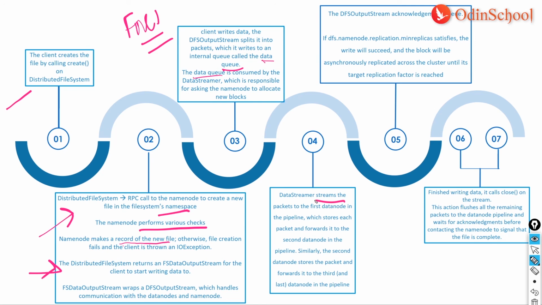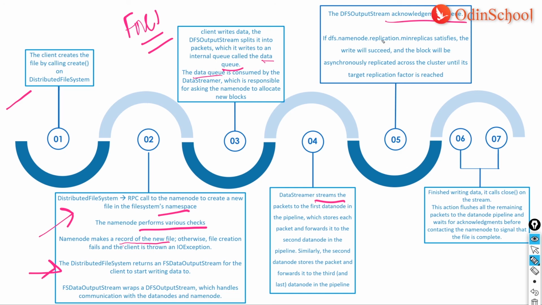Then the data streamer will stream the packets to the first data node in the pipeline, which stores each packet and forwards it to the second data node in the pipeline. Similarly, the second data node stores the packet and forwards it to the third and last data node in the pipeline. Here there is a concept of an acknowledgement queue as well. So the DFS output stream acknowledgement queue is also there.